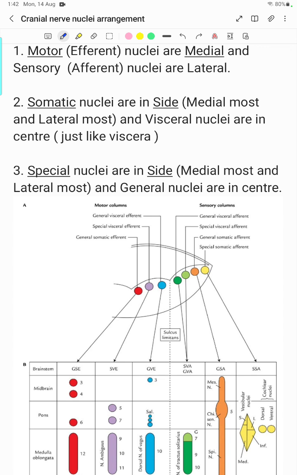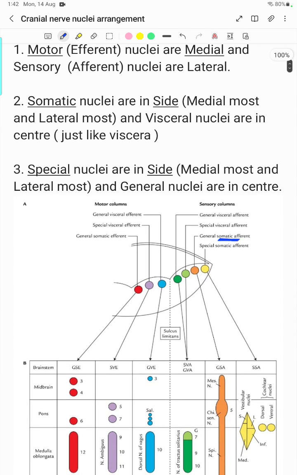So see, somatic, somatic, somatic, these are inside. Again somatic, so this is inside. So opposite to somatic, visceral nuclei are towards sulcus limitans. Visceral nuclei are towards sulcus limitans.